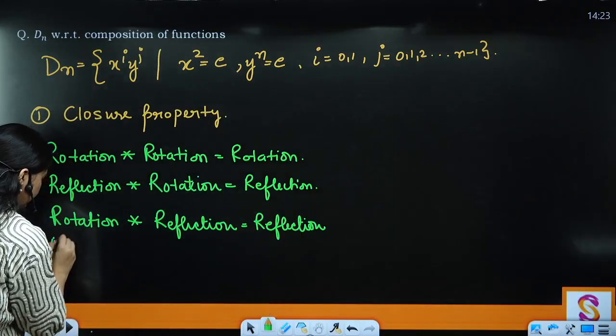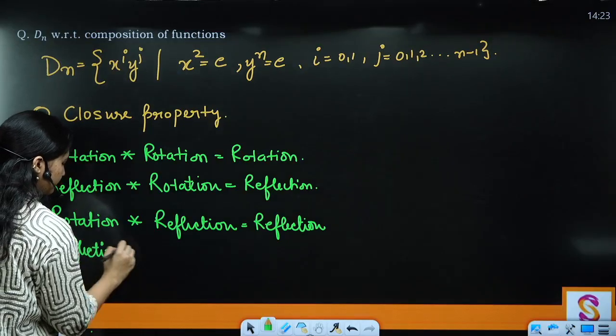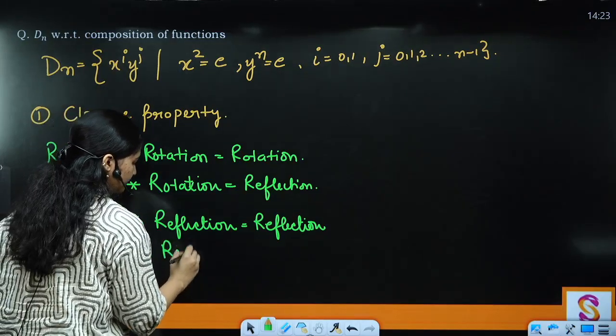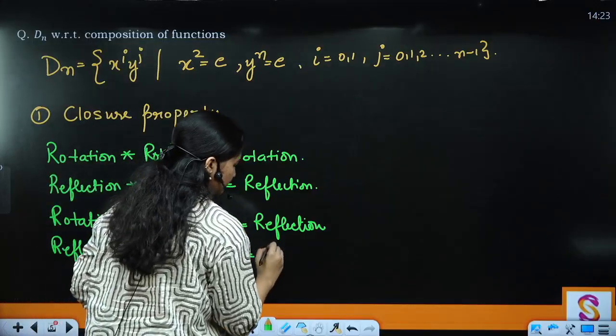Then finally, if you operate reflection with reflection, this gives you rotation.